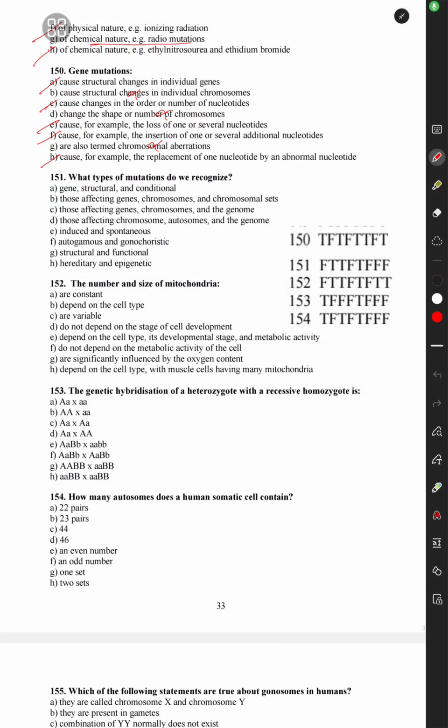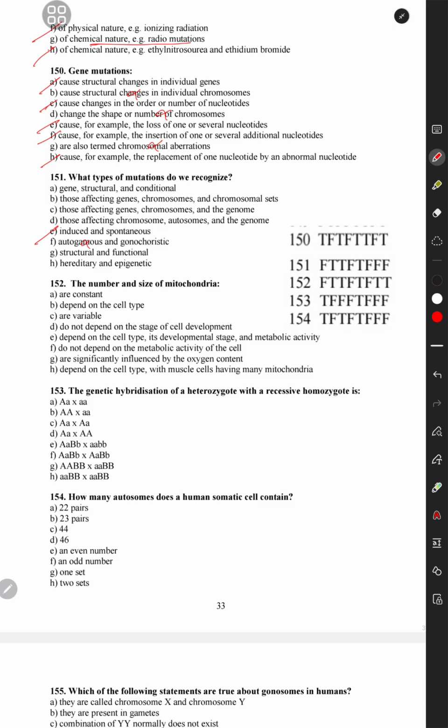What types of mutations do we recognize? Gene structural mutations, those affecting genes, chromosomes, and chromosomal sets. Genome, those affecting chromosomes, autosomes, and the genome. Induced and spontaneous. Structural and functional, hereditary and epigenetic.